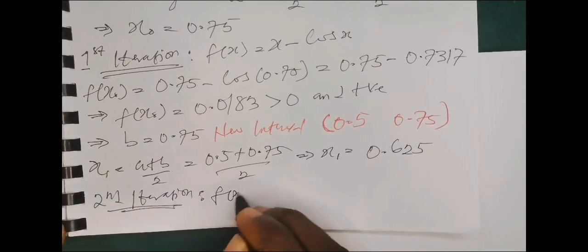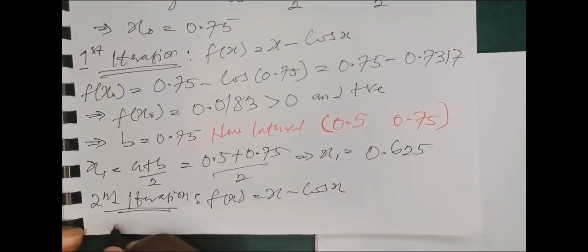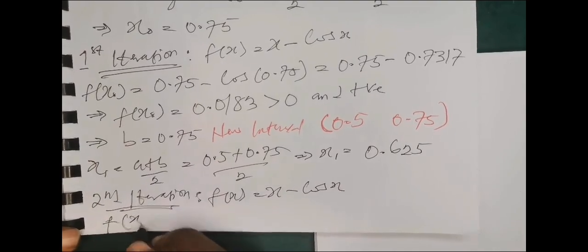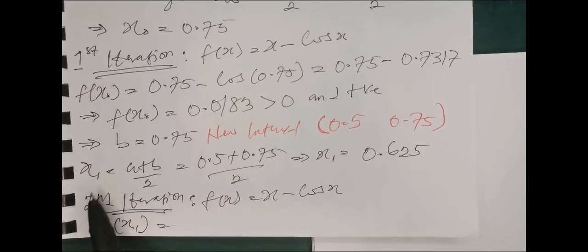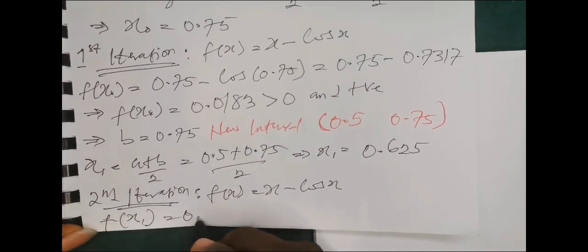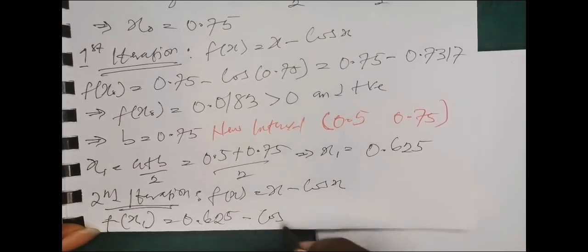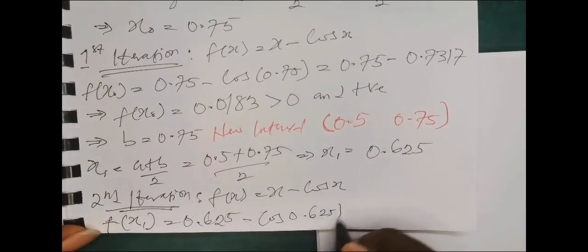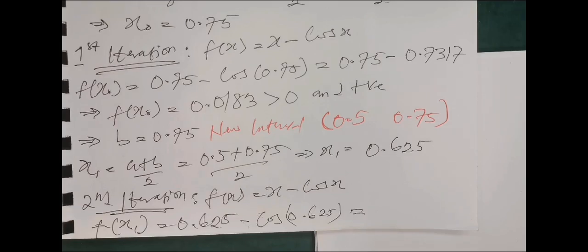Not forgetting f of s is equal to s minus cos s. So we find f of s1, which is going to be equal to, so in place of s in this equation, you plug in your s1. So in place of this s, you have 0.625 minus cos 0.625. I will just punch this all together, so you can do well to punch along with me to avoid calculation errors.